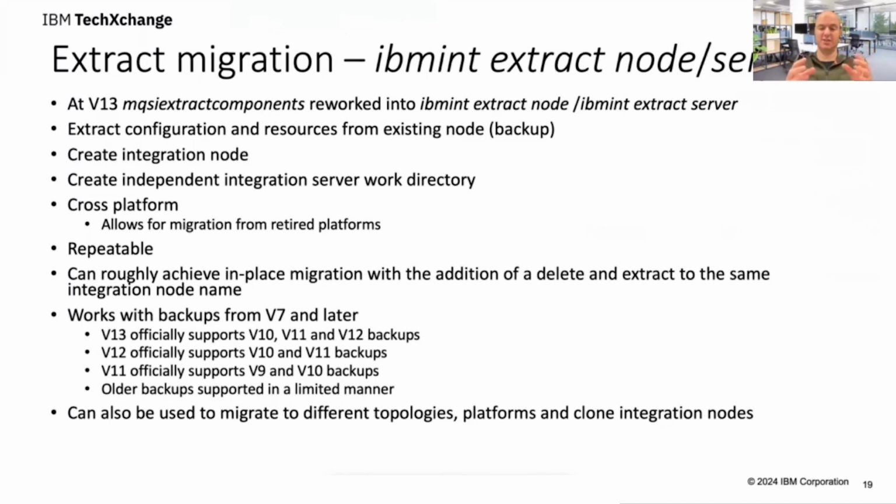This command, because it's not changing the existing node, is repeatable. You just take a new backup whenever you want to try again, run the command again. And if you do want to do in-place migration, just take the backup, delete the existing node, run the extract tooling to create that node with the same name as it did before. And the good thing about this extract command and functionality is that it actually works with backups in version 7 or later. So if you're on a really old version, you can still bring that forward to the latest versions.